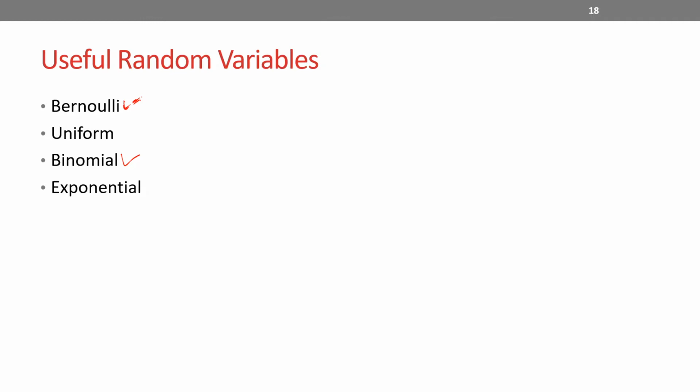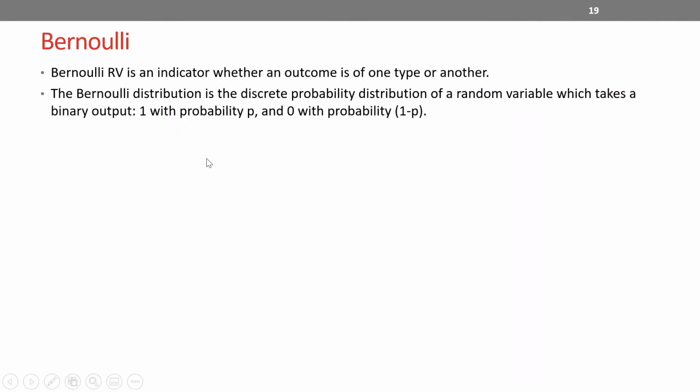Okay, so let's begin. A Bernoulli random variable, as is stated here, is an indicator of whether an outcome is of one type or another. So it's the simplest form of any random variable. For example, a coin toss. It can be a heads or a tails, right? Or maybe the example of the random walk. The person can take a right or a left. So they're just two possible outcomes, right? And in order to denote that, we use this random variable and we call this Bernoulli random variable.